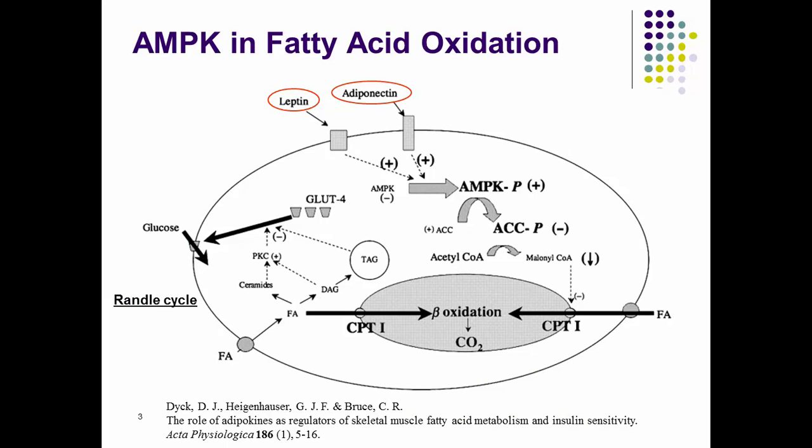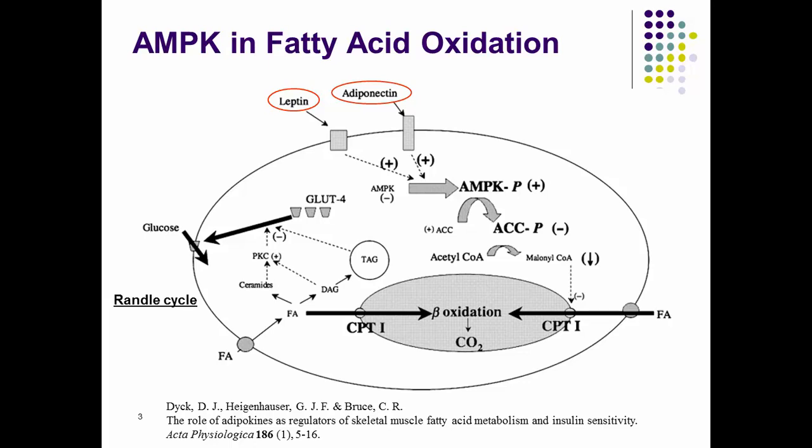Okay, so this slide I think is important. It gives you a clear picture of how leptin, adiponectin, active AMPK, and fat oxidation are connected. Leptin and adiponectin bind to receptors on the cell surface and activate AMPK. They stimulate AMPK phosphorylation, which activates it. And AMPK is the important enzyme that acts on ACC.